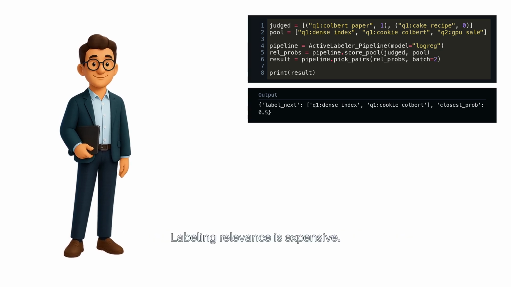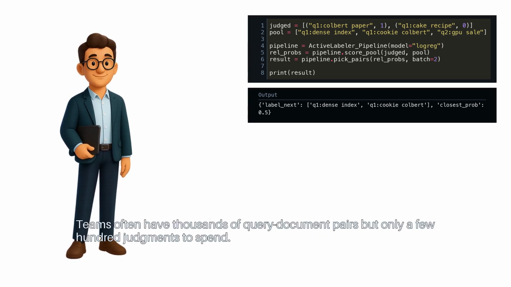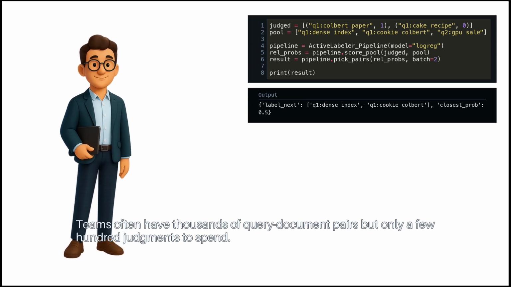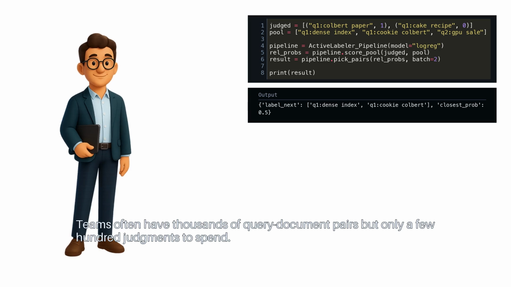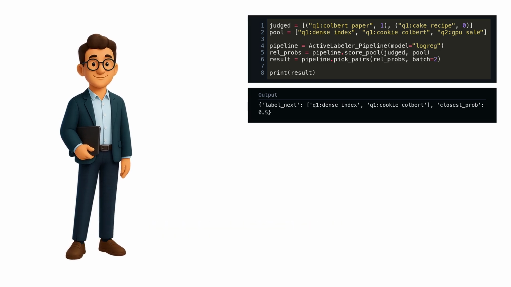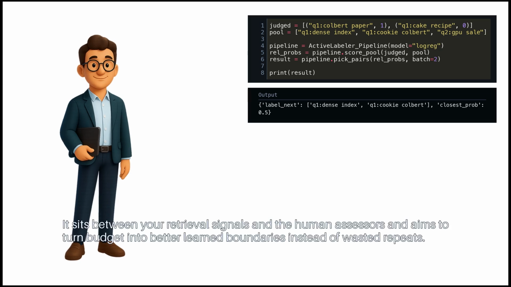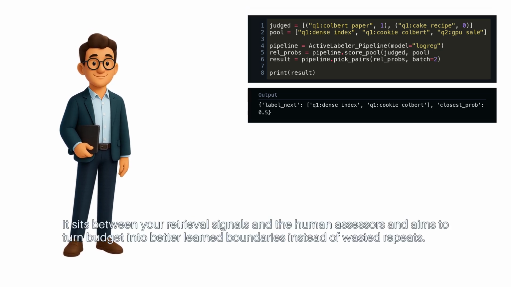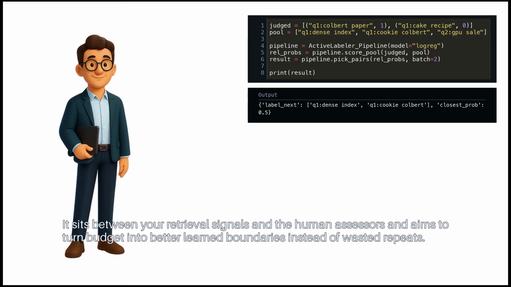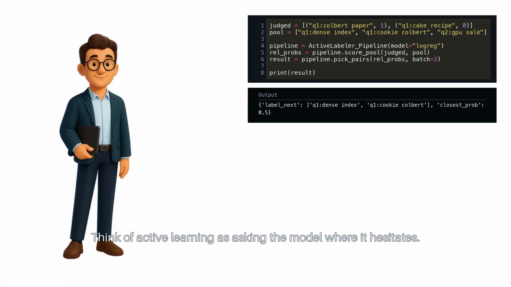I'm Professor Pi, teaching search and IR with simple Python. Labeling relevance is expensive. Teams often have thousands of query document pairs, but only a few hundred judgments to spend. Active learning helps you put those judgments where they actually change your model. It sits between your retrieval signals and the human assessors, and aims to turn budget into better learned boundaries instead of wasted repeats. Think of active learning as asking the model where it hesitates.